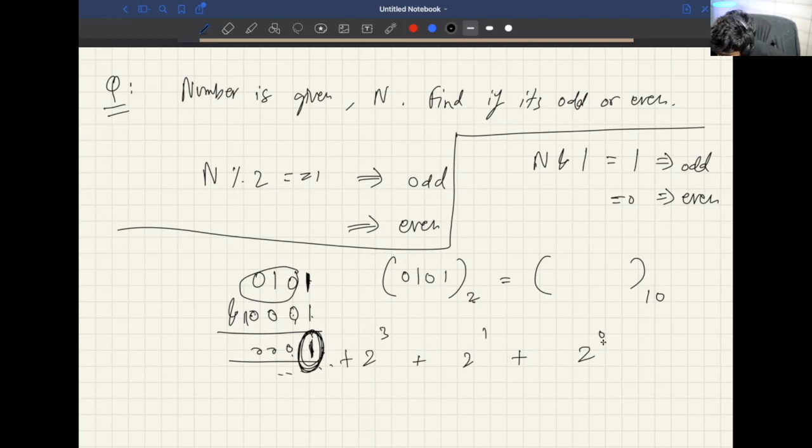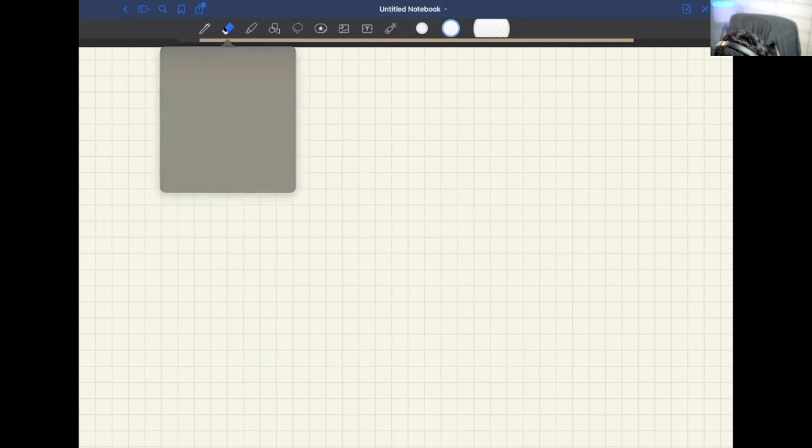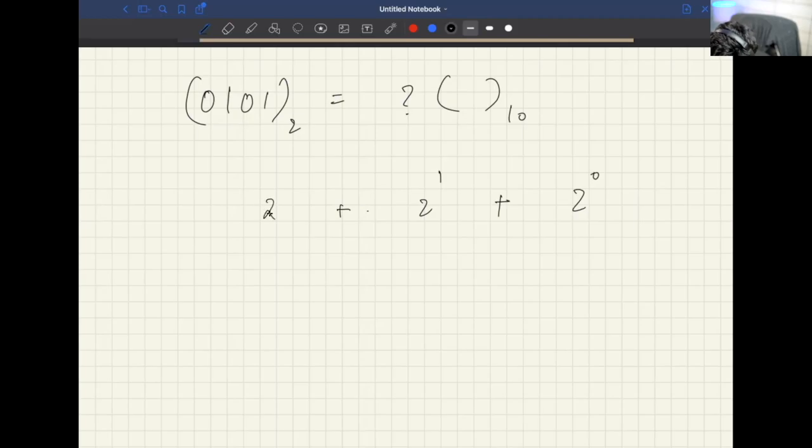Now we will just multiply. This is getting very dirty. Let me just rewrite this. So we have the question, 0, 1, 0, 1 in binary. What is this equal to in normal format? So how many digits do you have? You have 4 digits. Start from the left, 2 raised to power 0, plus 2 raised to power 1, plus 2 raised to power 2, plus 2 raised to power 3. So you have 4 digits, 4 numbers over here.